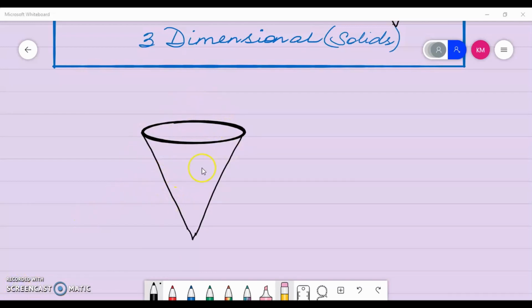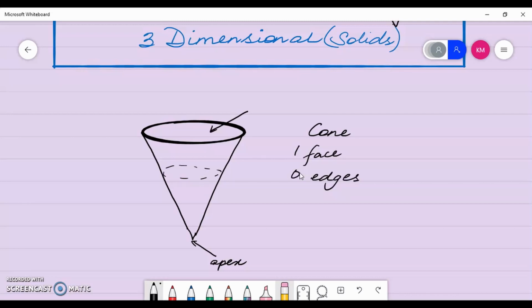This next solid is called a cone. A cone has 1 face. We have a curved surface, and this point here is called an apex. So I will write 0 edges and 0 vertices. Now, I cannot call my apex a vertex simply because it is not a point where edges meet. Remember, a vertex is a point where 2 or more edges meet.